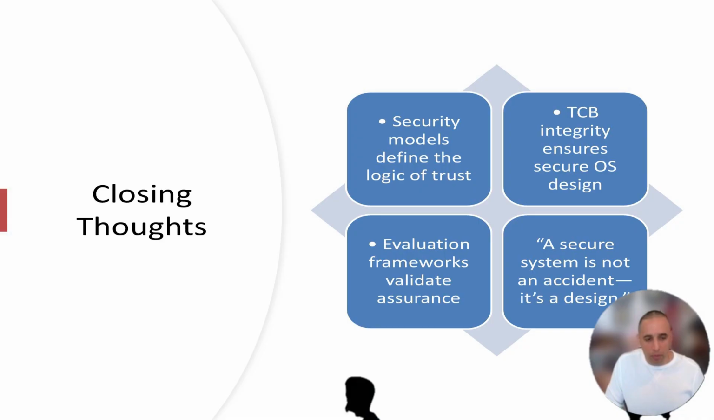Security evaluation frameworks like Common Criteria and the Orange Book provide a way to measure and validate the effectiveness of your security controls. They help ensure that your systems meet the required assurance levels for their intended use. Remember, a secure system is not an accident, it's a design. Security must be intentional, built into every layer of your architecture and processes.